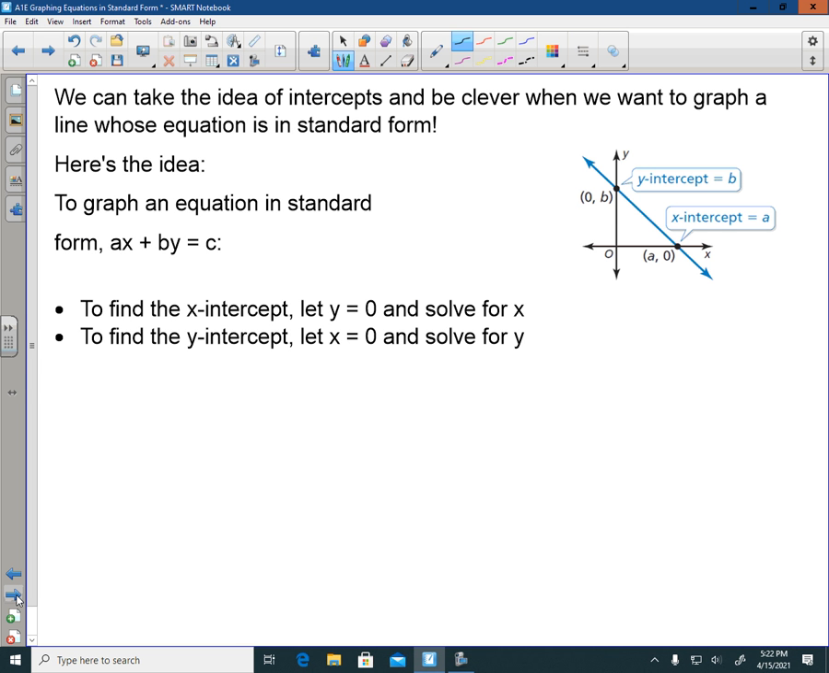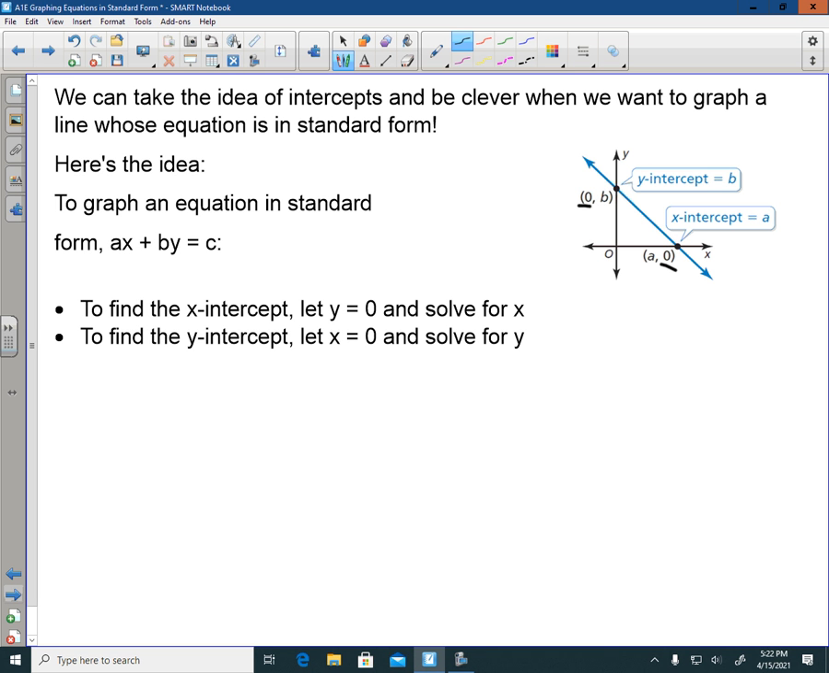We can take this idea of intercepts and combine it with the idea of standard form and graph a line. Because as I just talked about, the y-intercept is where x equals 0, and the x-intercept is where y equals 0, and this is going to be true every single time. So here's the idea. I'll talk about it first, and then I'll show you in an example.